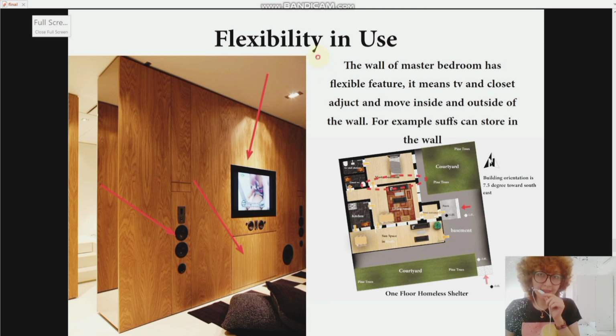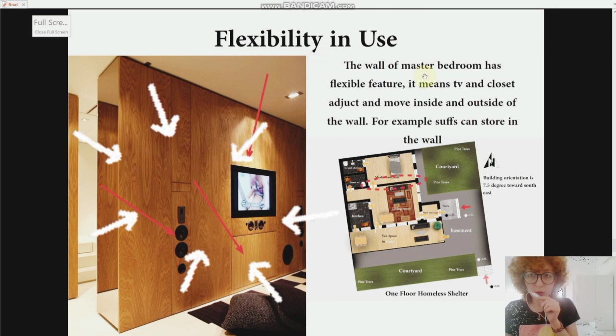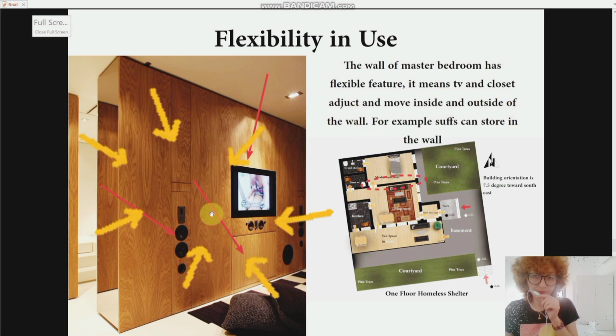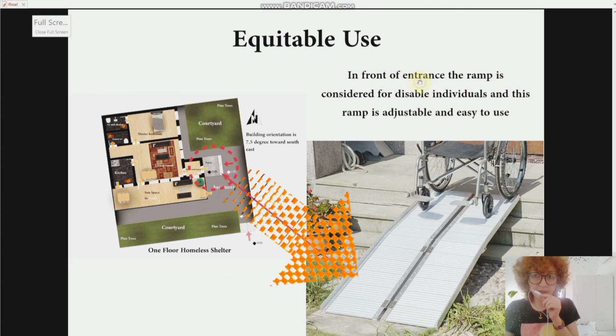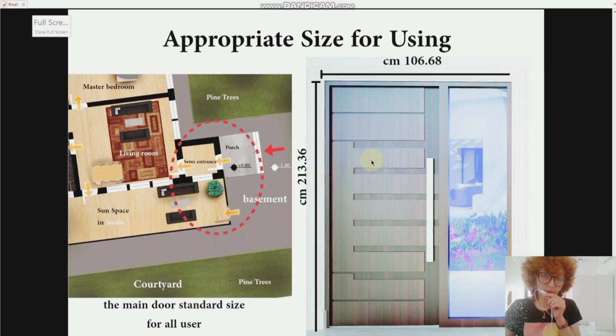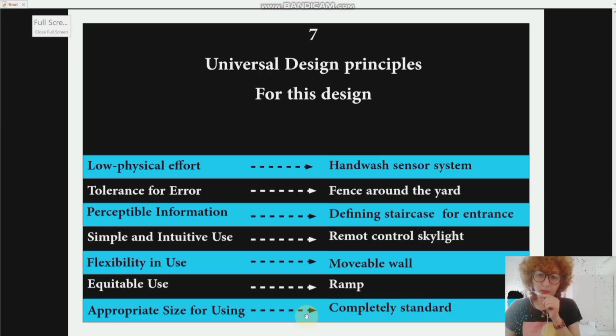About flexibility, I designed a movable wall, and people can store things in the wall. About equitable use, in front of the entrance I used a ramp for disabled people. And it's about size. This is a standard size of the main door of the building, and it's appropriate for all people of all age groups. It's completely suitable for all people.